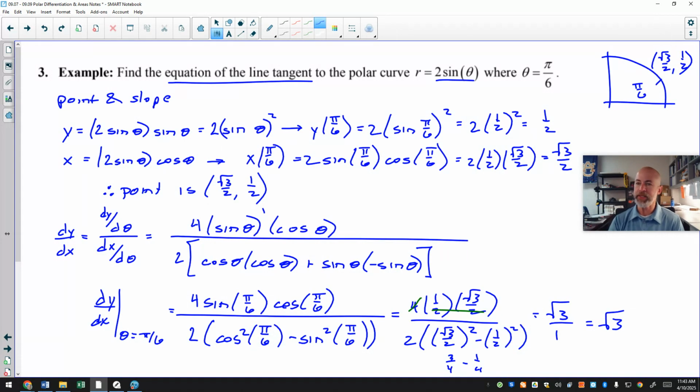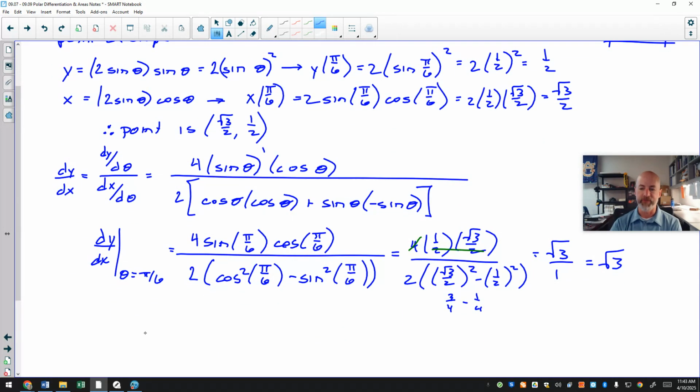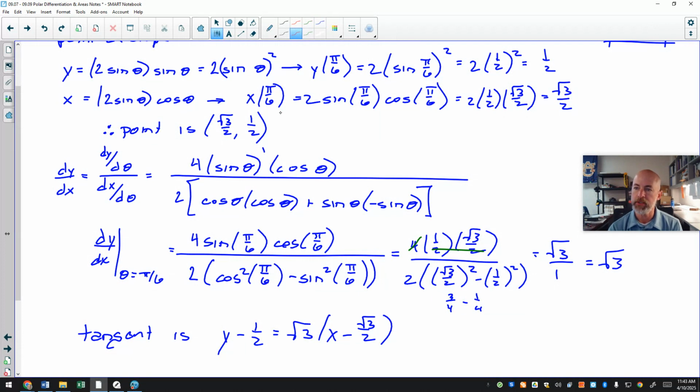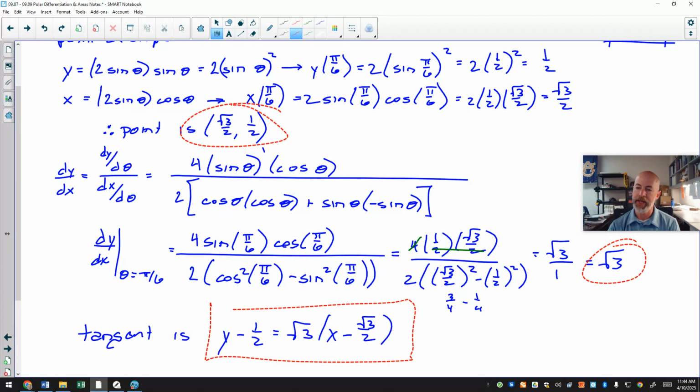And here's where you may be tempted to quit because we've done a whole lot of writing for this one problem. But remember, we need to write the equation of the tangent line. So let's drive this one home. Therefore, my tangent line is, and I'm a fan of point slope form, so it's going to be y minus my y coordinate of 1/2 equals my slope of root 3 times x minus my x coordinate of root 3 over 2. And remember, we are using the point that we got way up here and this slope to create that tangent line. And we are done.